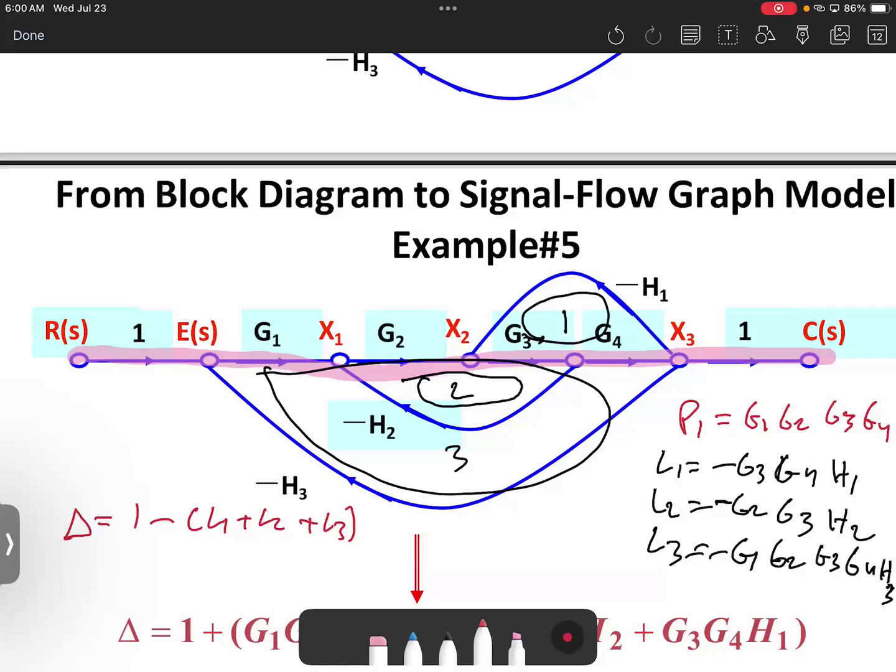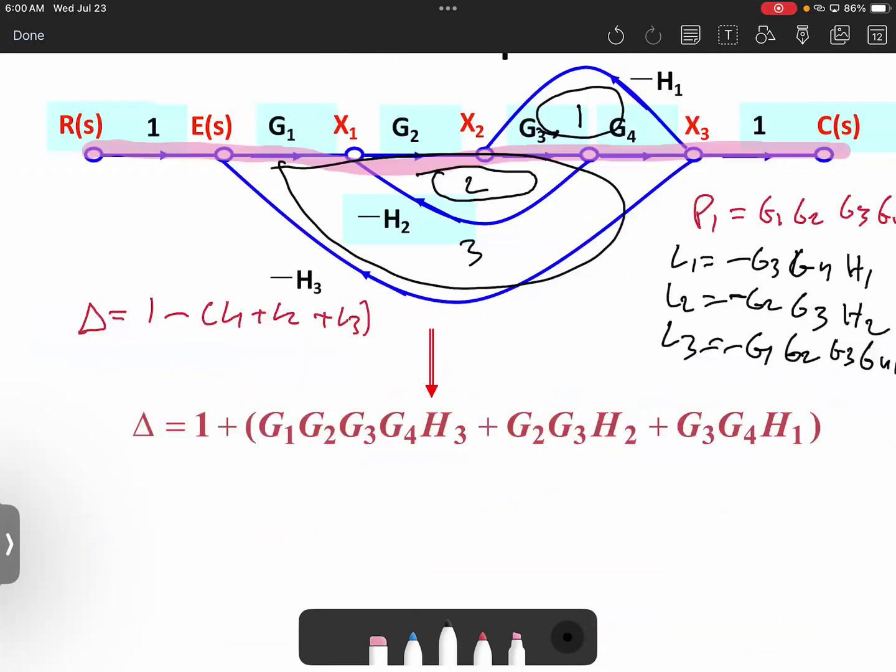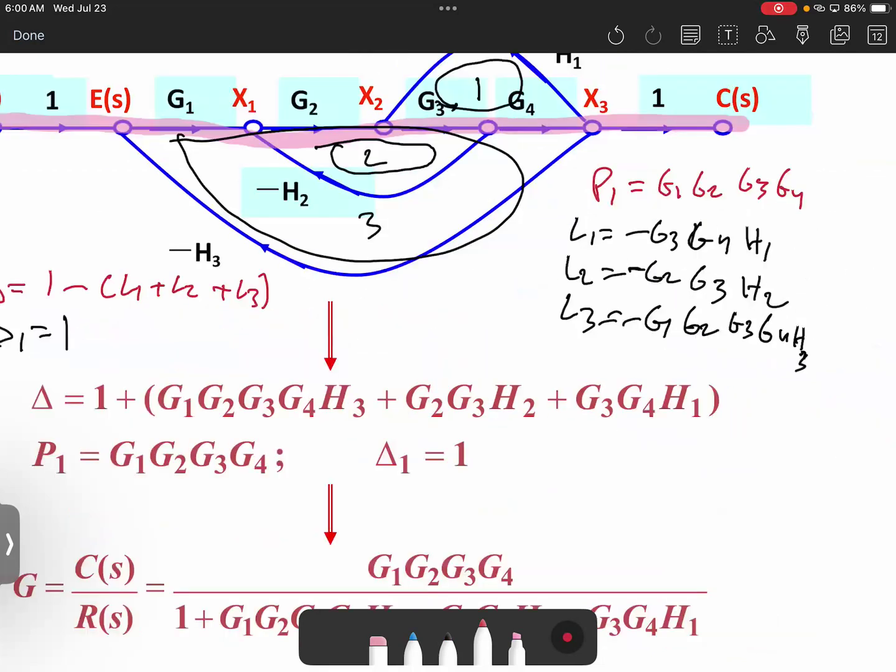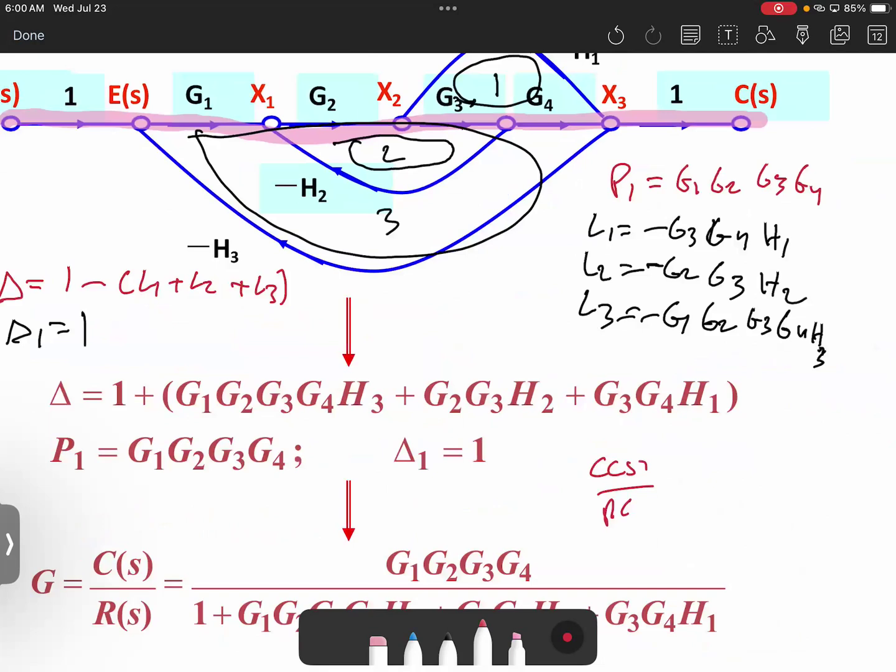How about for the path to calculate delta 1? Path number 1 touches loop 1, loop 2, loop 3, all of these loops. So therefore, it will be only 1. As a result, we can say the transfer function C of S over R of S will be P1 delta 1 divided by delta. Then substitute them. P1 times delta 1, which is 1, divided by delta, which is 1 minus L1 minus L2 minus L3.